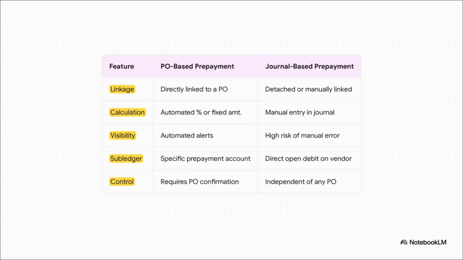Let's really dig into the differences here. The PO-based method is directly tied to a specific purchase order. The system knows exactly what that money is for. But here's the real game changer, visibility. With the PO-based method, you get automatic notifications when the final invoice comes in. This little feature is huge for preventing someone from accidentally paying the full invoice again. The manual journal method just can't give you that kind of safety net.